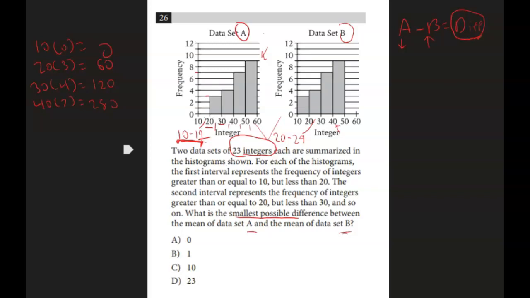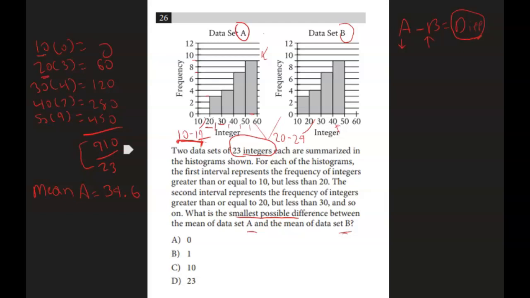And then you would look at the 50 slot, that there's 9. So 50 times 9, that would be 450. If you add all these together, it should add up to 910. And obviously divide that by the amount of integers. So 910 divided by 23 is what I'm writing there. And that means the mean for A would be 39.6.